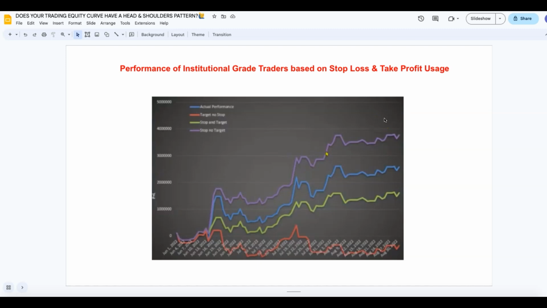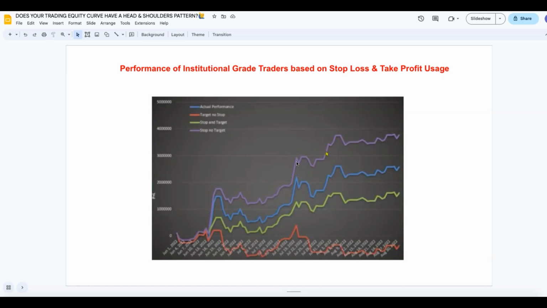I'm going to quickly address certain misconceptions about stop losses and take profits, and whether we actually should be using them at all. A lot of people have questions about this, but the reality is quite interesting. This is a graph looking at data and the performance of really top institutional grade traders, and how their performance varies using stop losses and take profits.